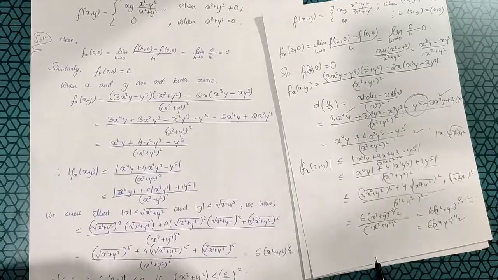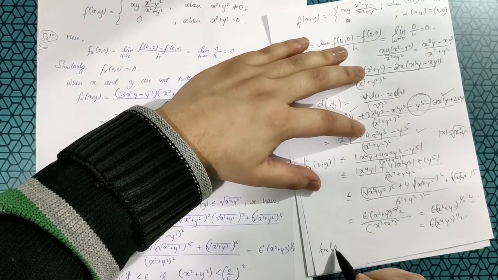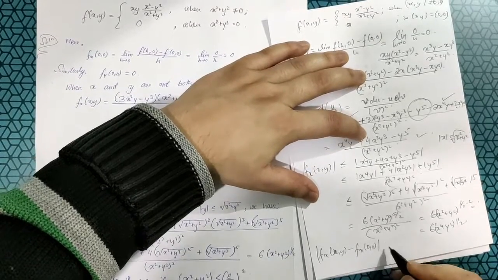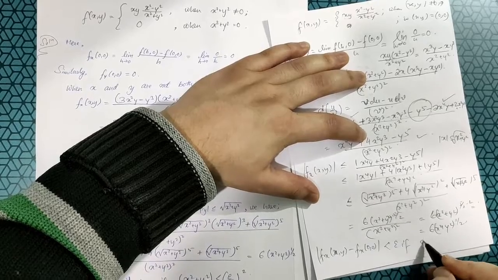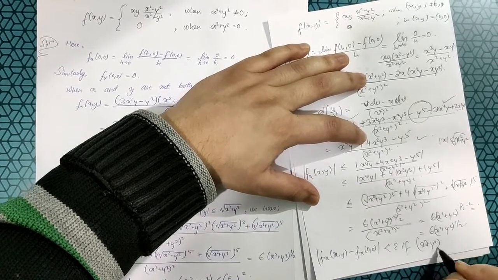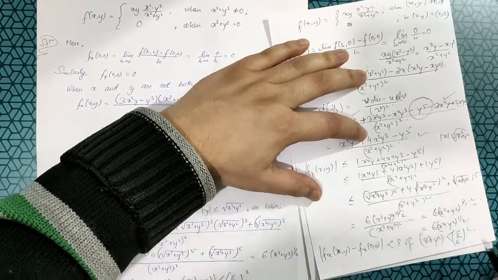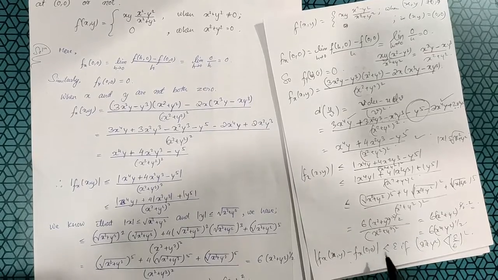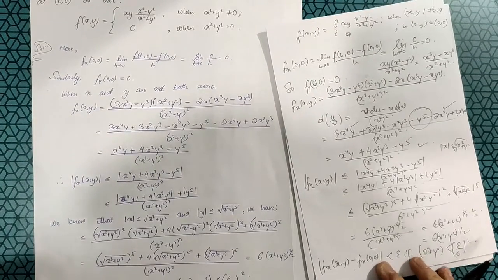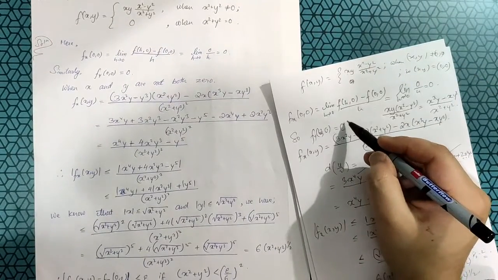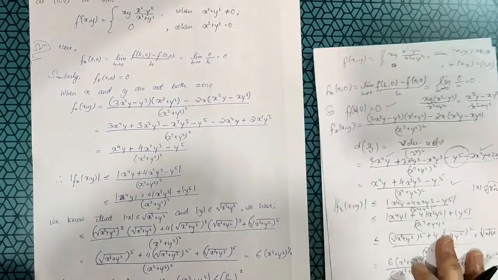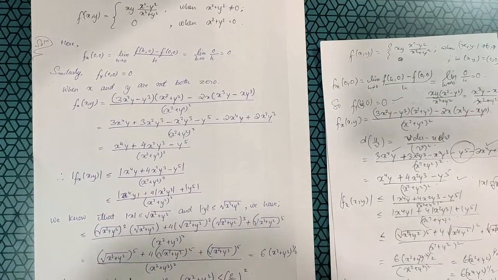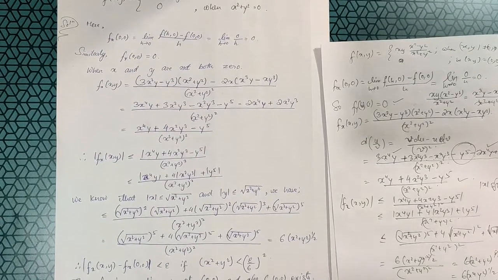So what we get is modulus of f of x at the point xy minus f of x at the point 0 0 is less than epsilon if x square plus y square is less than epsilon by 6 whole square. So we find that the function f of x is continuous at the point 0 0, and we have already seen that both the partial derivatives exist at the point 0 0. Hence, by the sufficient condition of differentiability, we can say that the function f of xy is differentiable.